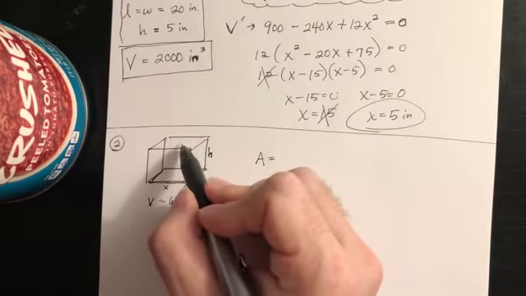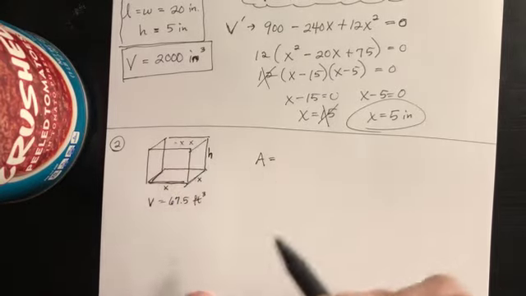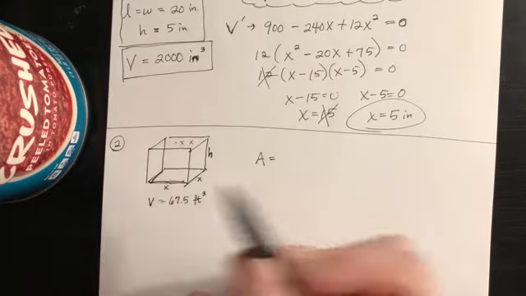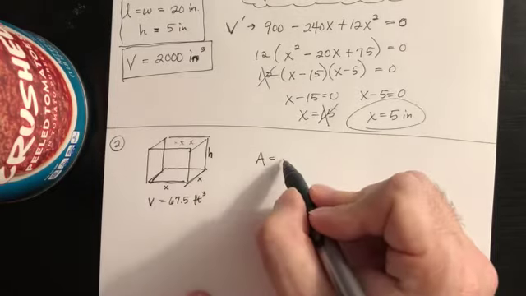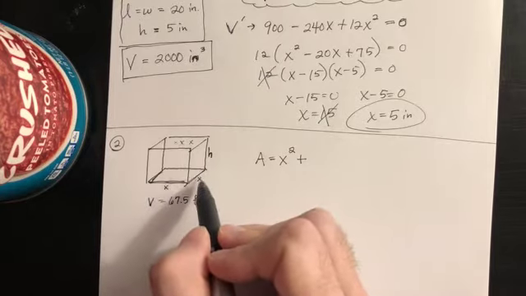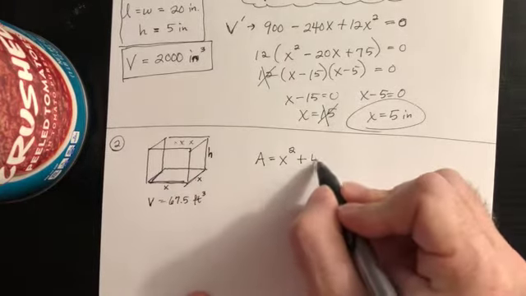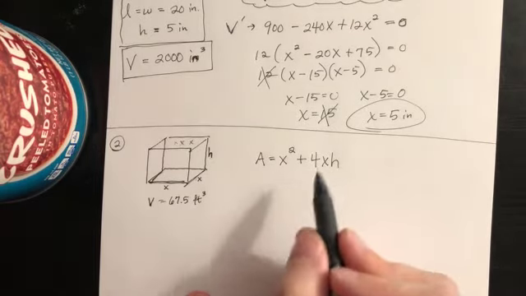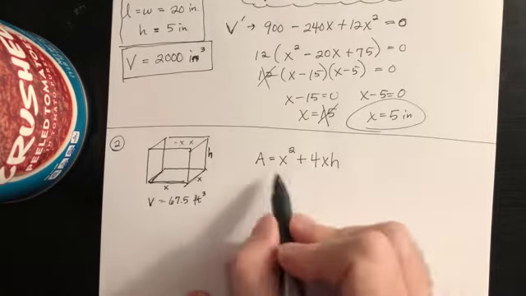Now it's open top, so there's no top here, but there are 1, 2, 3, 4 sides and a bottom. So we want the area of all of them added together. So the bottom is going to be x times x plus x times h plus x times h plus x times h plus x times h. So it's 4 sides, and it's always x times h because they're rectangles, right? Length times width. And there we go. There's the equation that I am going to want to take the derivative of.